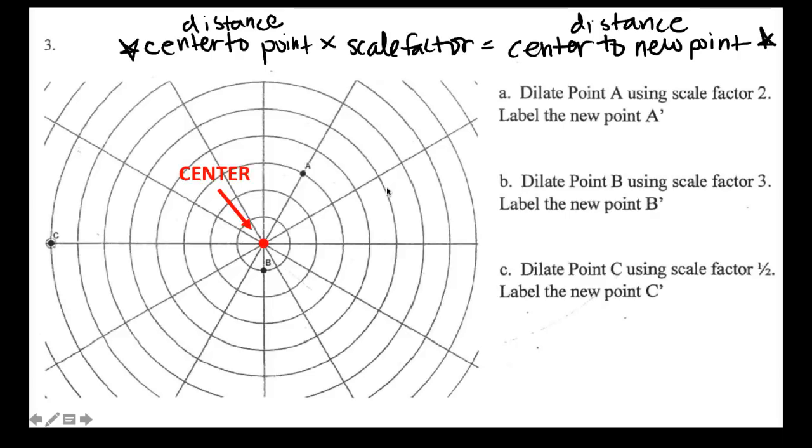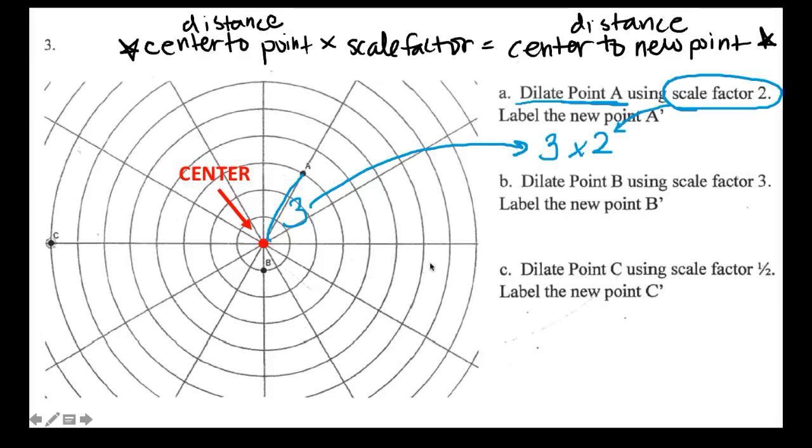Okay, so for A, we're going to dilate point A using a scale factor of 2. So the first thing I want to do is measure from the center to A, and that's 3 units. It goes through 3 circles, right? Then I'm going to multiply that original distance times my scale factor. Okay, that's where my 2 numbers are coming from. It's going to equal 6. So that means the distance from the center to my new point is 6. There's A prime.